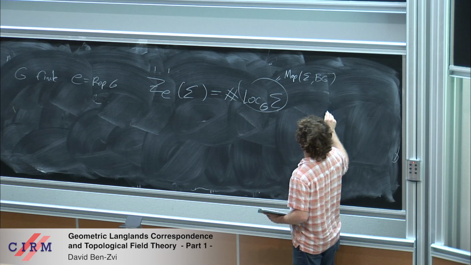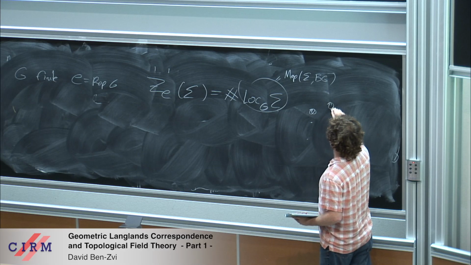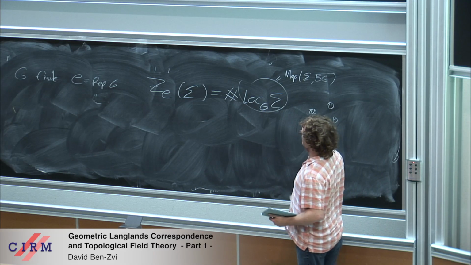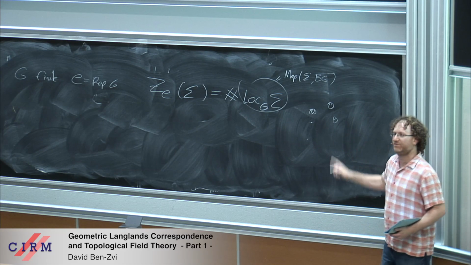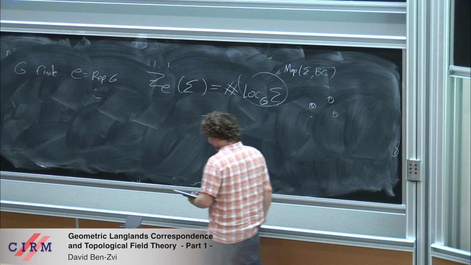So this is just a bunch of points, each of them with some finite automorphism group, which is the stabilizer of that local system. And when I count the number of points, I have to count them with multiplicities. I have to keep track of the number of automorphisms. So that's the kind of invariant.